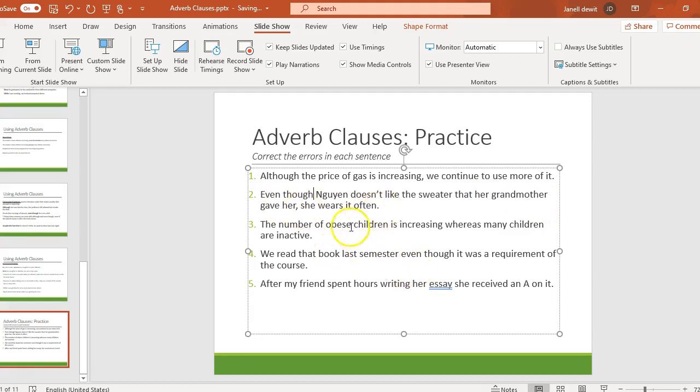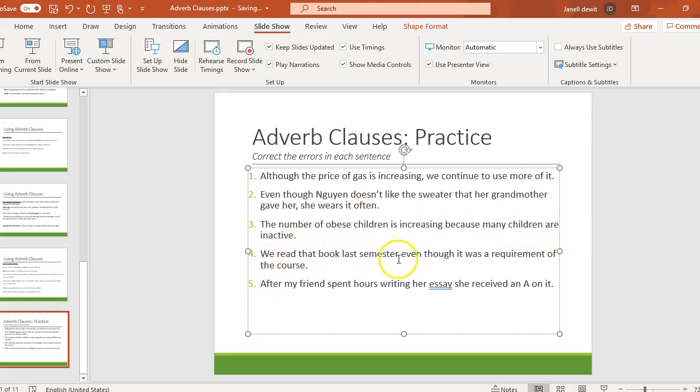Makes more sense now. The number of obese children is increasing, whereas many children are inactive. Again, it doesn't show the correct relationship. Here it has a cause, right? This is the cause of this, or the reason why it happens. The number of obese children is increasing. We can use because, since, or as, because many children are inactive.